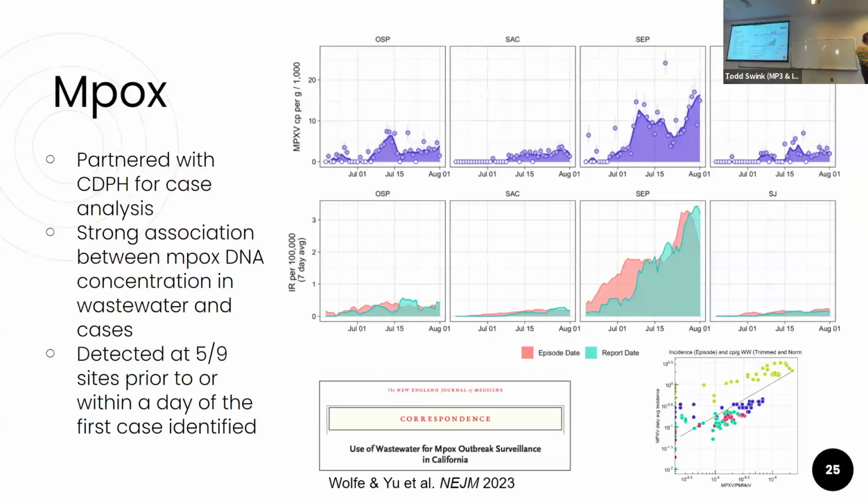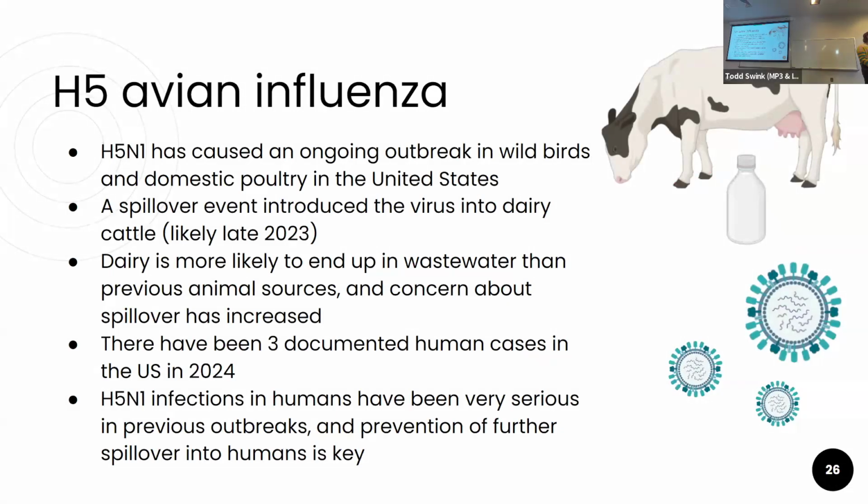This is just more in depth on the pieces that I already talked about. And the last thing I want to mention is bird flu. This year there has been a big outbreak of bird flu in cattle, and a spillover event likely introduced the virus into dairy cattle in late 2023. Dairy from cows is much more likely to end up in wastewater systems than some of the contributions from poultry or wild birds, where H5N1 has spread in bird populations, primarily in the United States over the past few years.